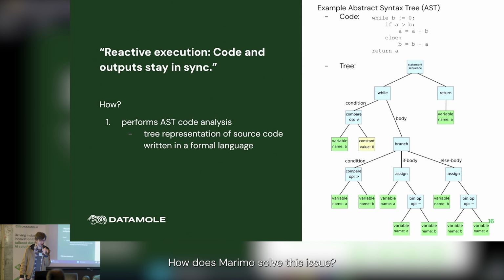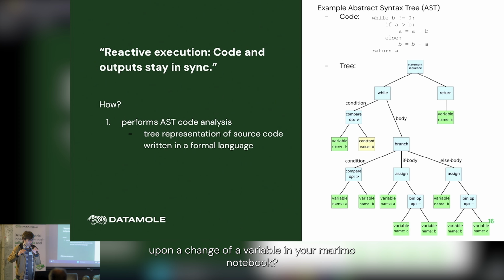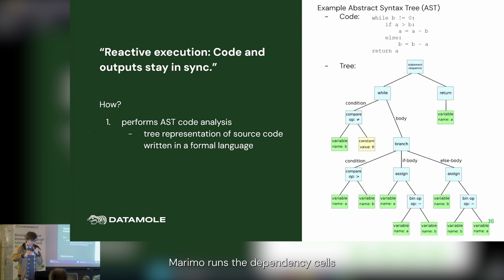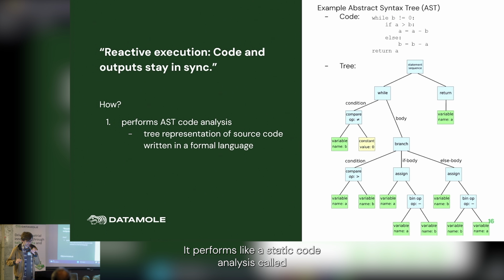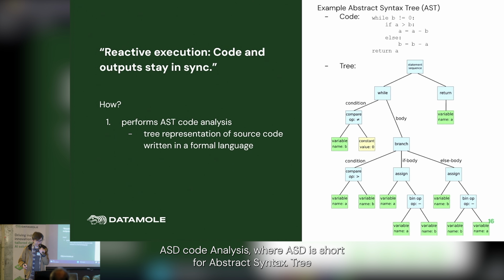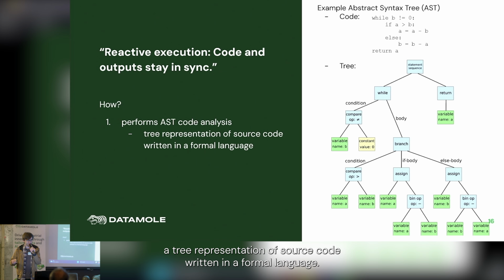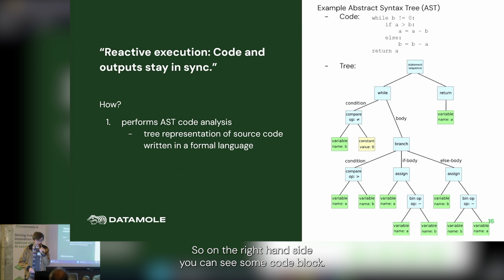How does Marimo solve this issue? Marimo solves this using something called reactive execution. That means that your code and the outputs of your cells stay in sync. So how does that work? Upon a change of a variable in your Marimo notebook, Marimo runs the dependent cells for you automatically. Under the hood, it performs a static code analysis called AST code analysis, where AST is short for abstract syntax tree. An AST is a tree representation of source code written in a formal language, right? On the right-hand side, you can see some code block.